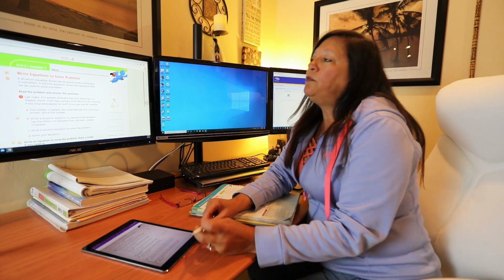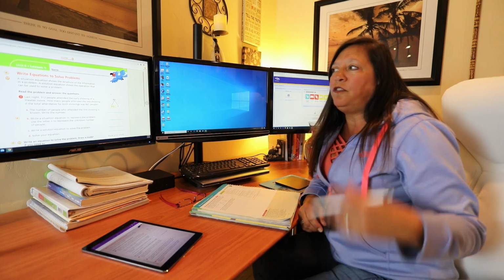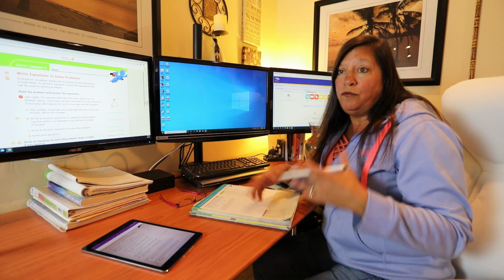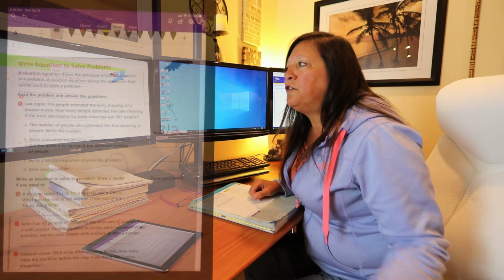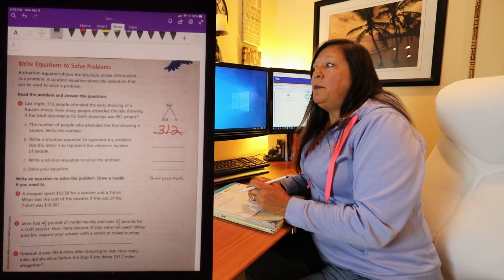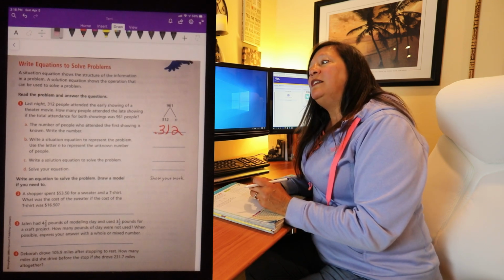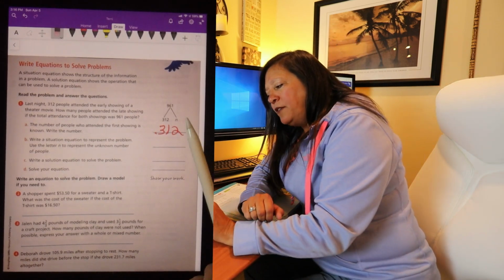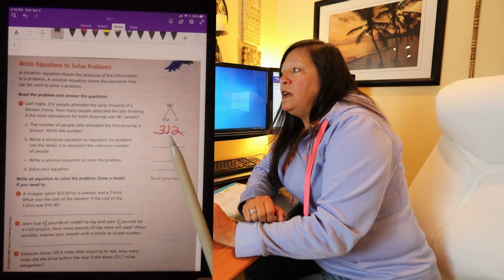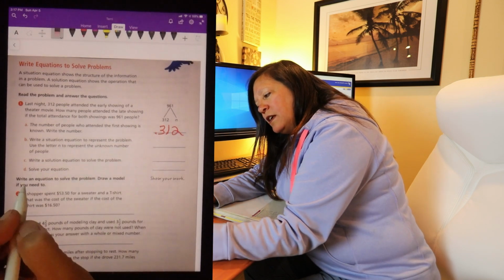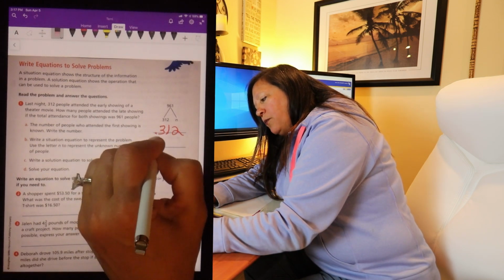Here we go. Let's start out with writing equations to solve problems. So a situation equation shows the structure of the information that you have in a problem. And then the solution equation is what you use to solve the problem. All right, so let's look at the first problem. Last night, 312 people attended the early showing of a theater movie. How many people attended the late showing if the total attendance for both showings was 961 people? Okay, so we have 961 people all together. 312 attended the early showing.